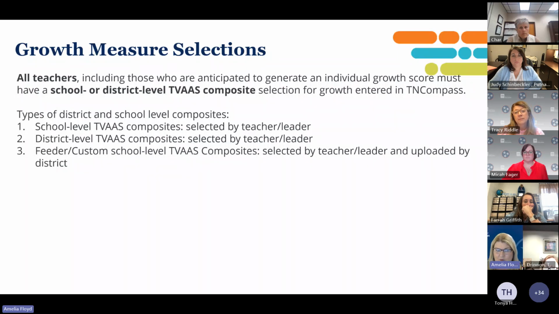Then they will have a school or district level composite selected so that they will automatically generate an LOE when it comes time. There are 3 different types of school level composites that you can choose. There is a school level TVOS composite, a district level TVOS composite, that would be used for a teacher who works in multiple schools, or a custom feeder school level composite. Another reminder, the custom feeder school level score must be entered by the district. All of the rest of those will automatically generate.